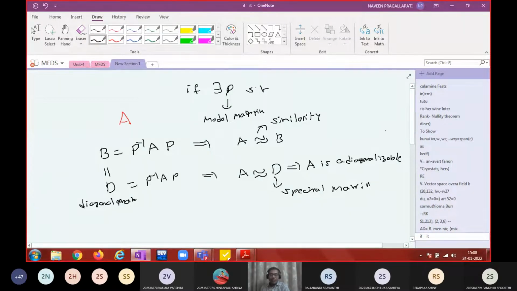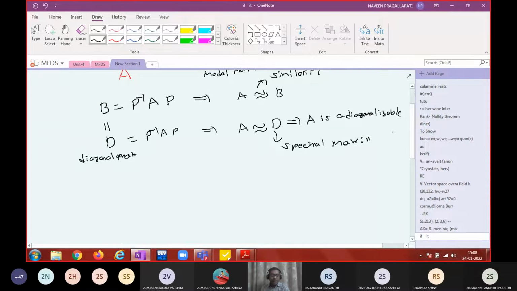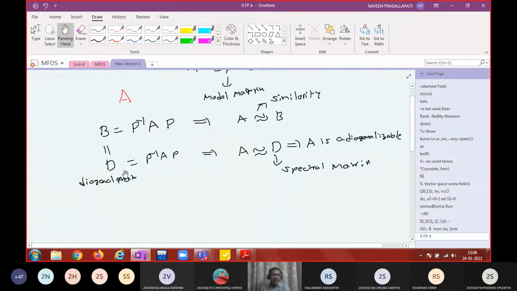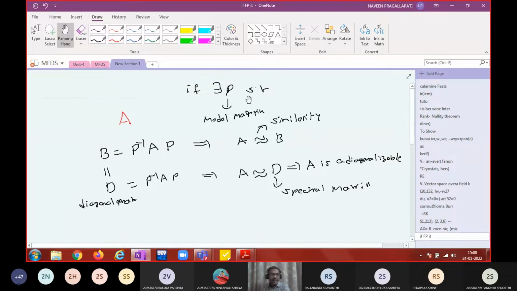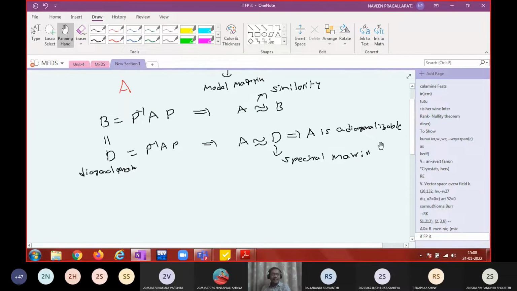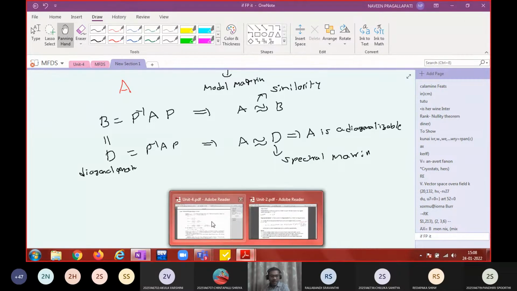So what is the procedure to diagonalize a matrix? First of all, we don't know whether a given matrix is diagonalizable or not, because it says if there exists a matrix P. If there does not exist any such matrix, then the matrix cannot be diagonalizable. So not every matrix is diagonalizable; only a few matrices are. How do we identify whether a matrix is diagonalizable? The necessary and sufficient condition is that the algebraic multiplicity must be equal to the geometric multiplicity.